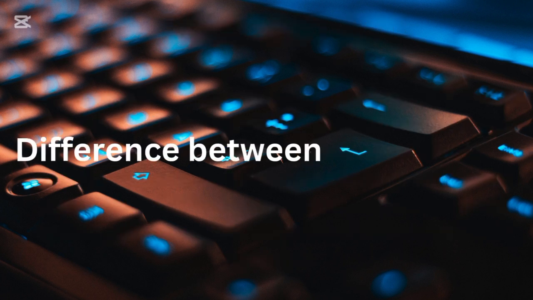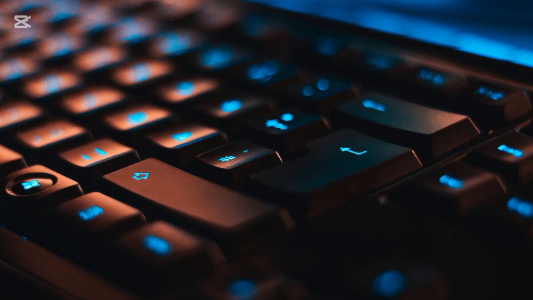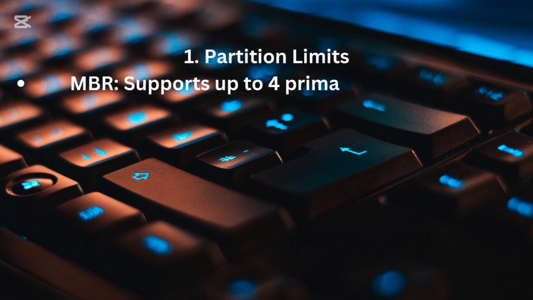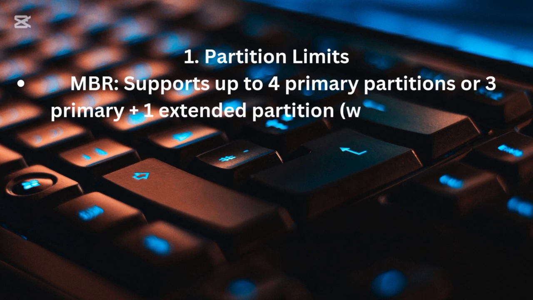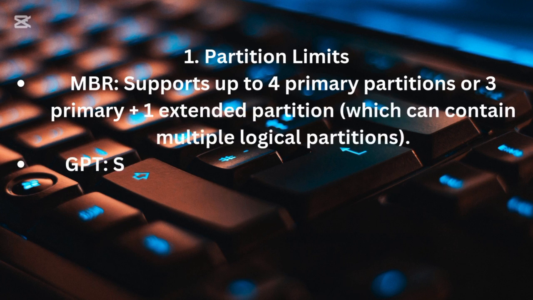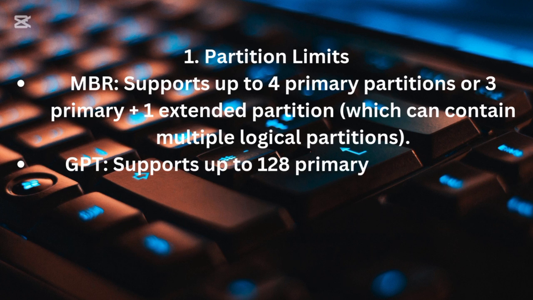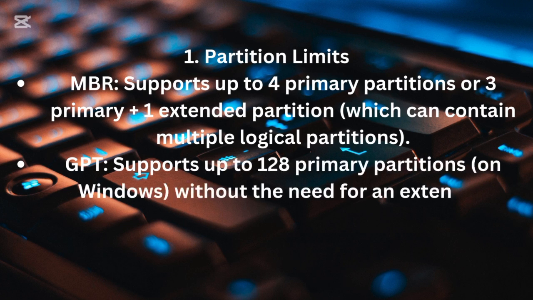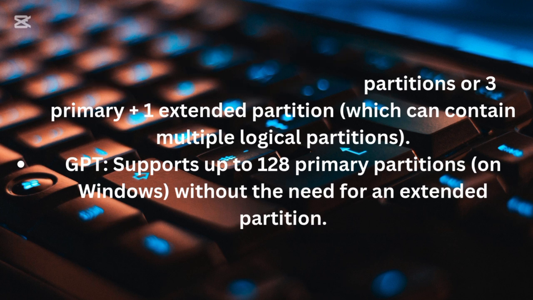Difference between MBR and GPT. 1. Partition limits. MBR supports up to 4 primary partitions or 3 primary plus 1 extended partition, which can contain multiple logical partitions. GPT supports up to 128 primary partitions, on Windows, without the need for an extended partition.